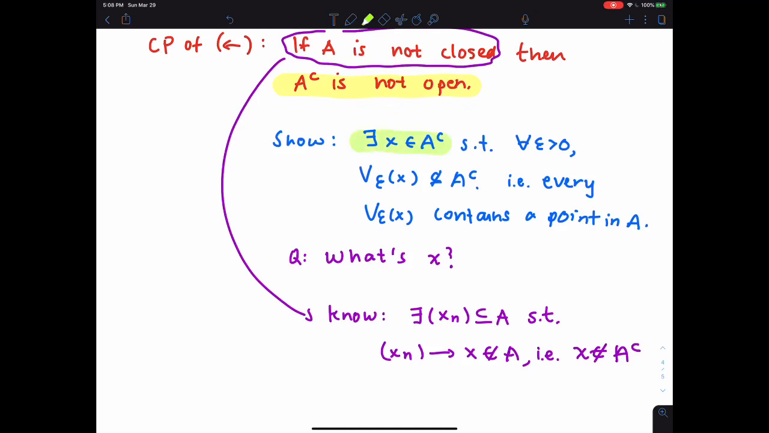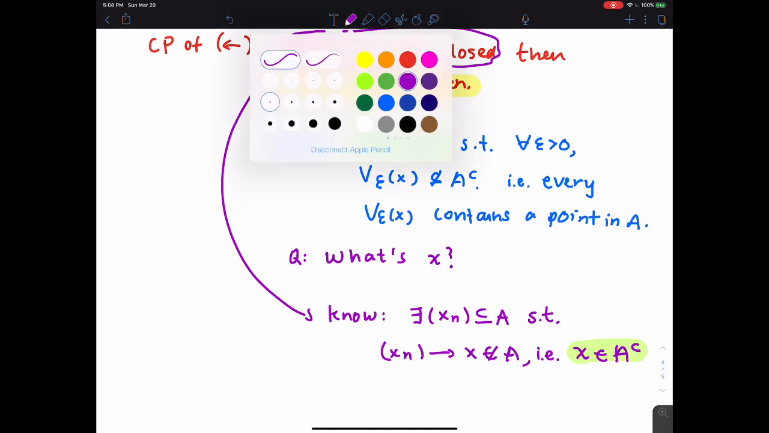We were looking for an x in A complement, and we just got, oops, I have a mistake. Sorry. We're going to say x is in here. So the point I'm trying to make is that we were looking for an x in A complement, and that's exactly what we get from looking at the definition of not closed. So then we just have to understand why it is that because xn is converging to x, every epsilon neighborhood has to contain a point in A. So let's take a look.